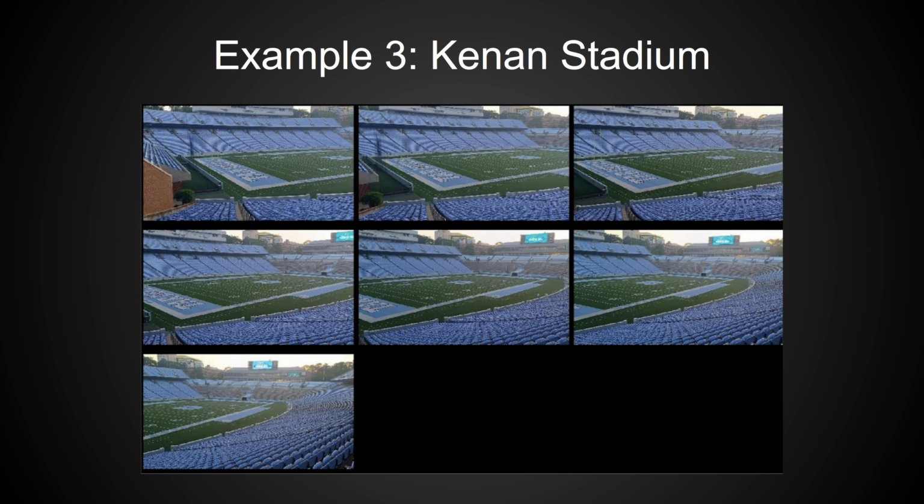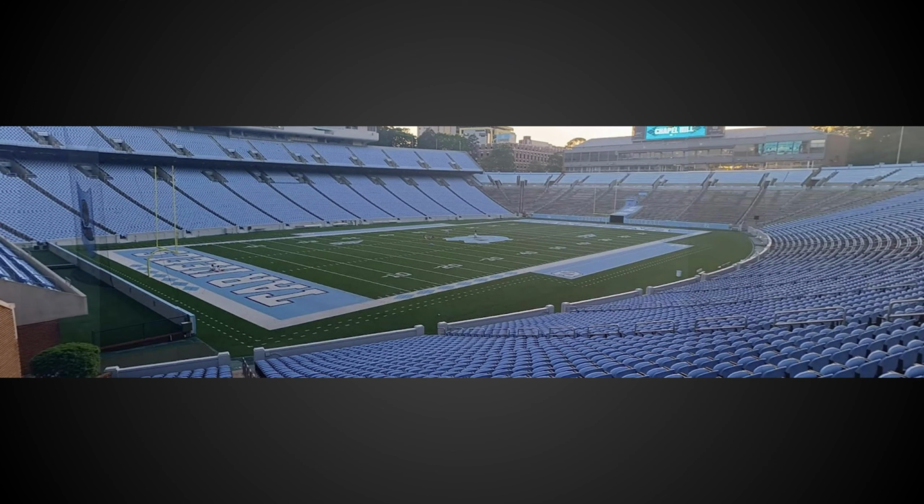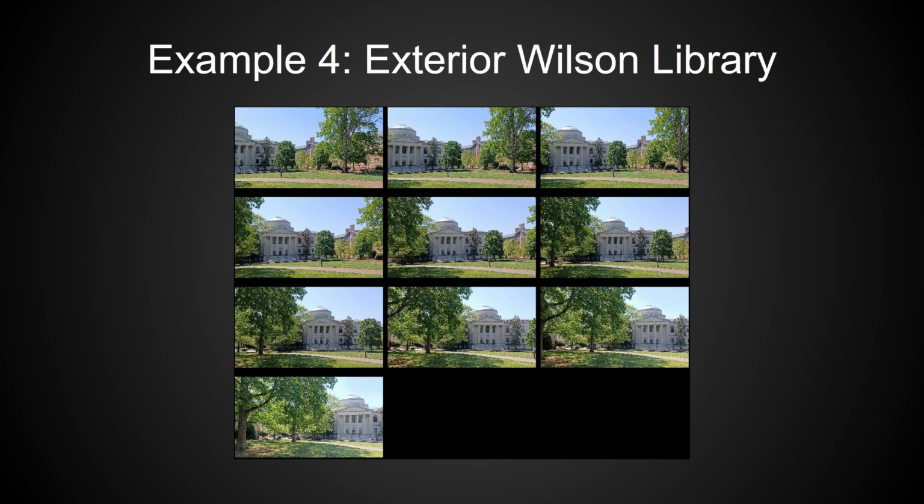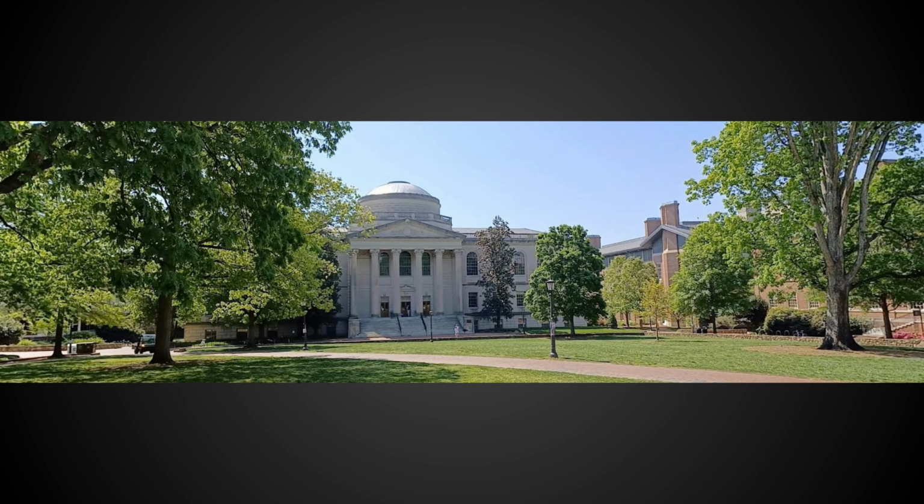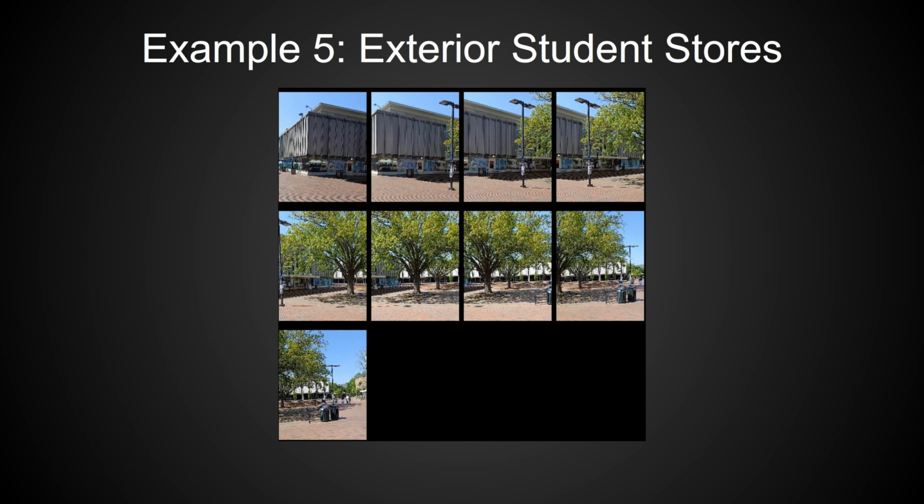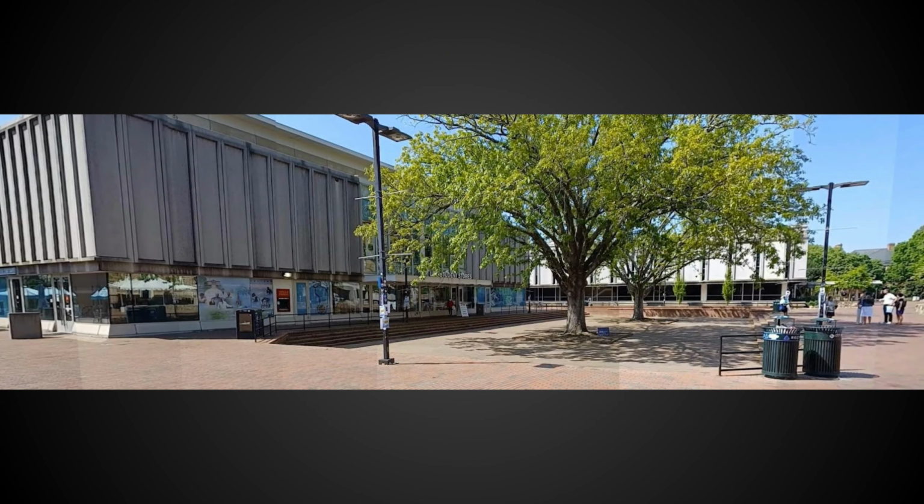Then this is one that I got from inside of Kenan Stadium. And together these all formed a single image of the entire field when none of the images contain the entire field themselves. And this one is probably my favorite. It's the exterior of the Wilson Library, and it got some pretty clean results. And then lastly was from the Pit on a day that it wasn't too crowded. So together these portrait images create a single landscape image.